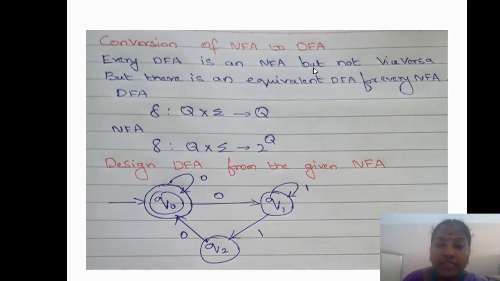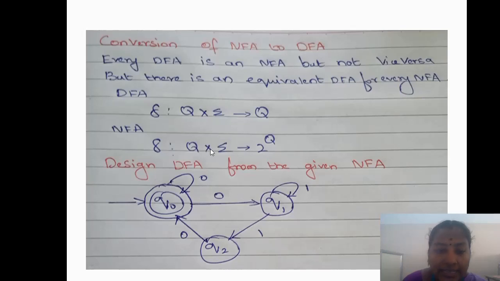A DFA is represented by the transition function. We represent the transition function for a DFA as delta: Q cross Σ, where Q is the number of states. If it is an NFA, it is represented as 2 power Q. This is our transition function.